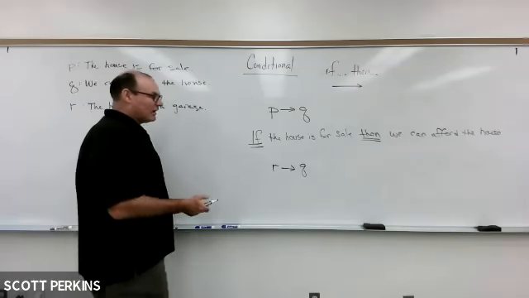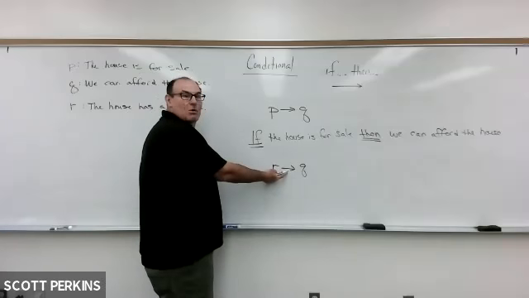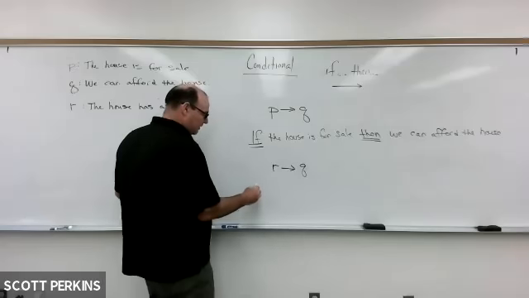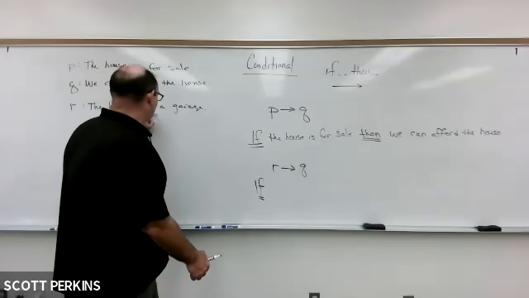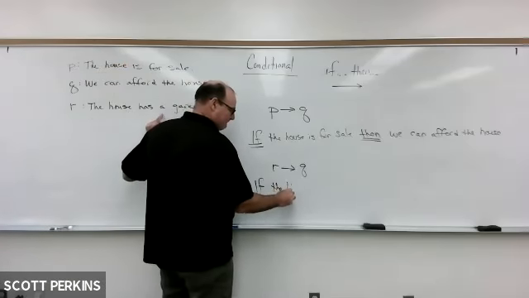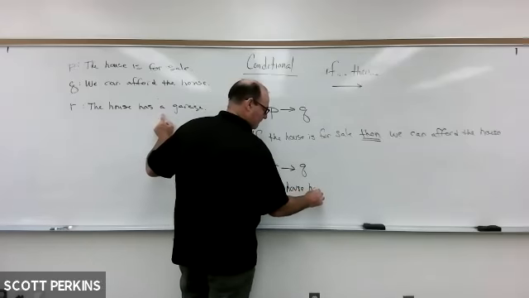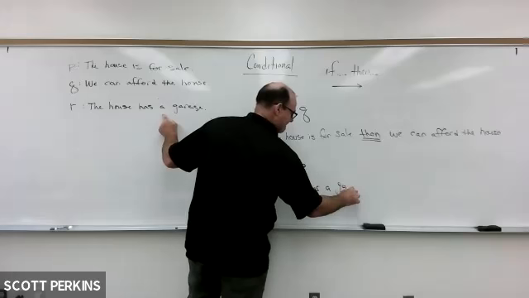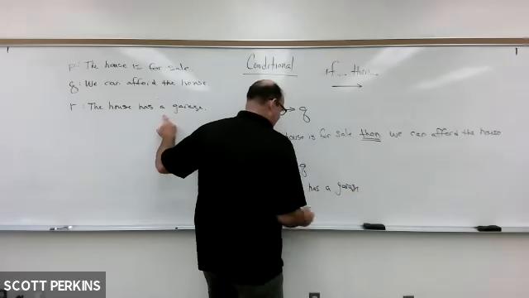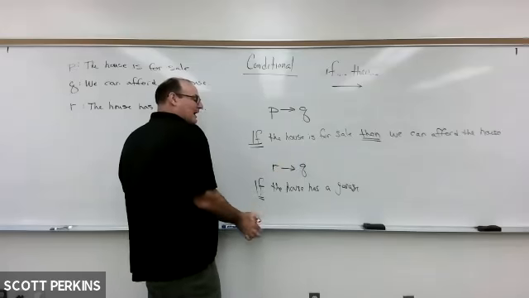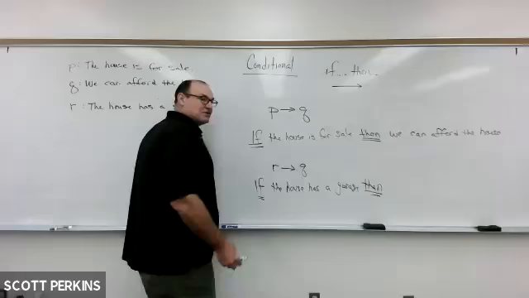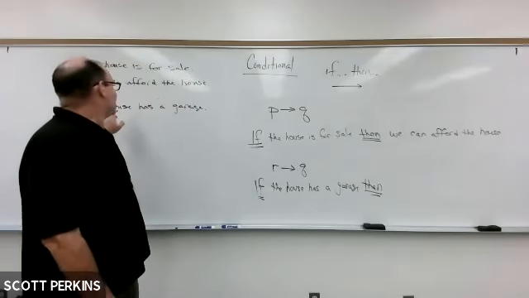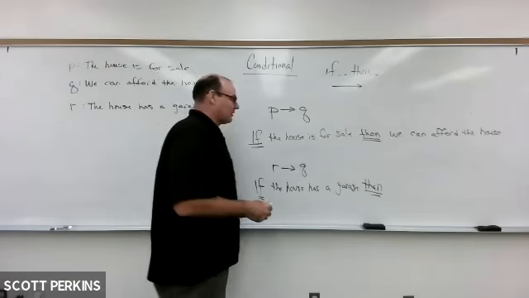Okay. So this one, again, as soon as I see the arrow, that tells me my first word is going to be if. It's a conditional statement. So if the house has a garage, and once I'm done with that statement, before I get to the statement Q, I write then. Those two words always go together, if, then. And then the then here is we can afford the house.